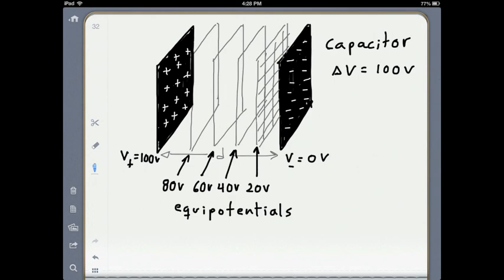Each one of these surfaces can be labeled by its corresponding value of the electric potential. And here we have chosen the 20 volt, 40, 60, and 80 volt equipotentials. You can see that because the electric field is uniform inside a capacitor, the sheets are evenly spaced. This is a feature of the equipotentials corresponding to a uniform electric field.